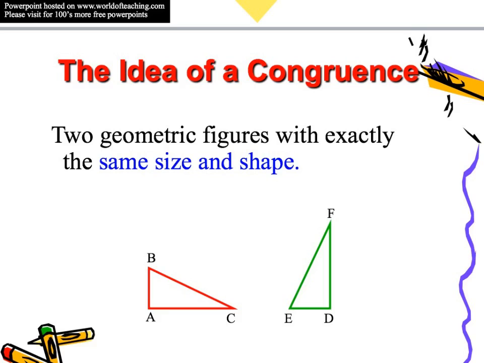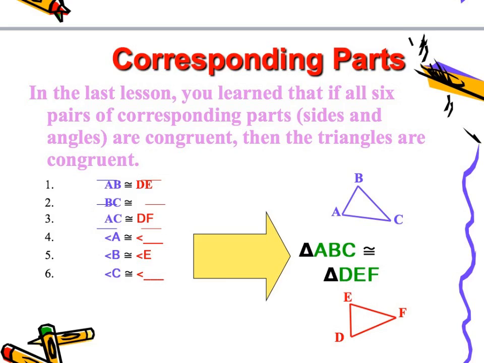So in the past, what we learned is the idea of congruence means that two geometrical figures have exactly the same shape and the same size. So these two are considered congruent because they are the same shape and the same size. Okay, we already learned that.